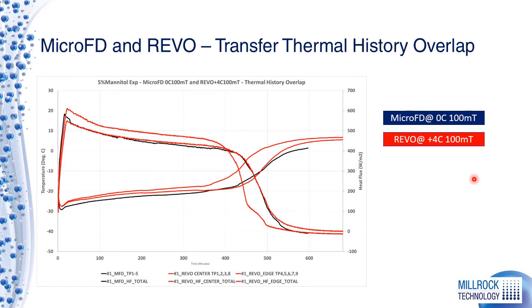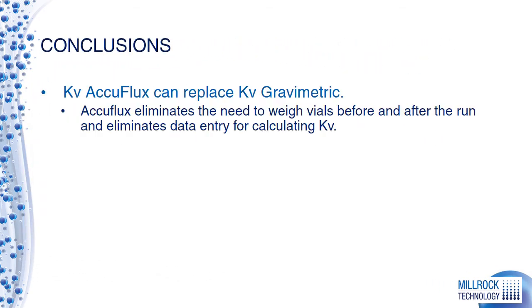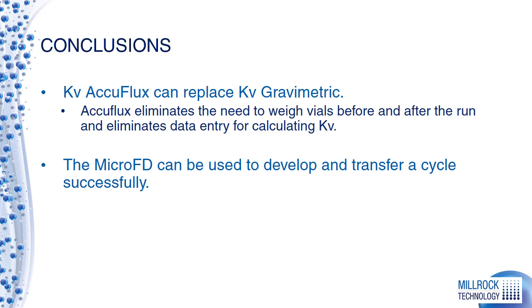This is a pretty amazing conclusion, using 19 vials versus 336 vials and getting almost identical thermal histories here, showing a very promising concept. So we have a couple conclusions we can make. First is the Kv Accuflux can replace Kv Gravimetric. Accuflux eliminates the need to weigh the vials and saves you a lot of time and aggravation. And the micro-freeze dryer can be used to develop protocols, and the cycle can be transferred to a larger unit using Kv.